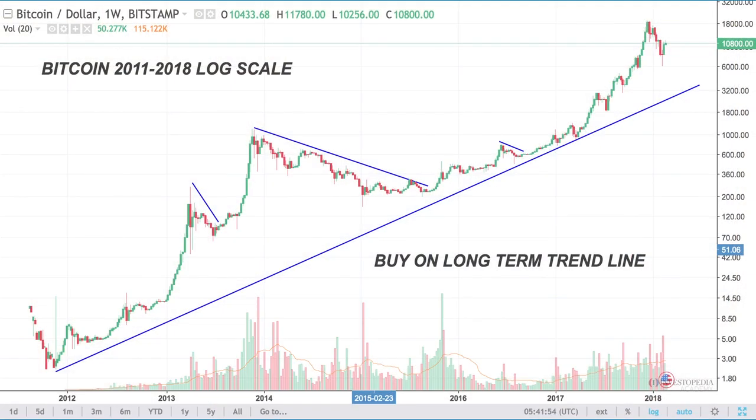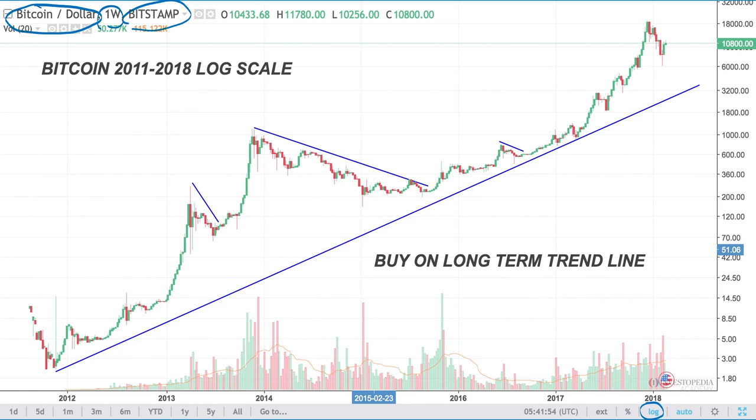So let's first start by looking at a long-term primary trend. Now, this is a chart of Bitcoin versus the dollar. Each of these candles represents 1 week of trading, and this is on the Bitstamp exchange, one of the original Bitcoin trading exchanges. And I'm looking at a log chart here, and I explained this in a previous lesson. You can call it log or semi-log, it's the same thing.